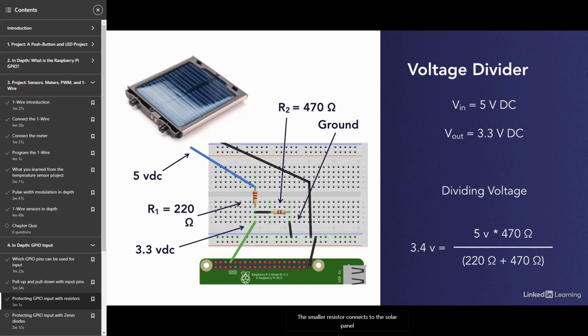The smaller resistor connects to the solar panel and the 5 volts it supplies. The other side of that resistor connects to the GPIO and the second resistor. The second resistor connects to the incoming signal line. The other side of that resistor connects to ground. Now, let's take a look at another solution using Zener diodes.